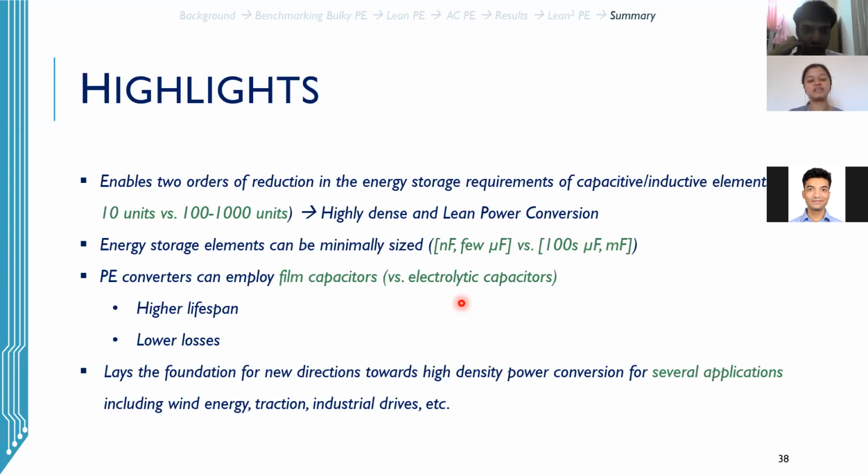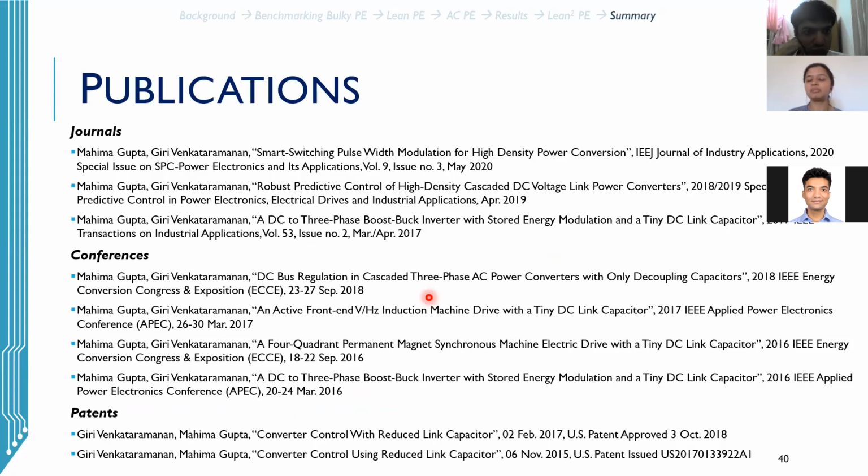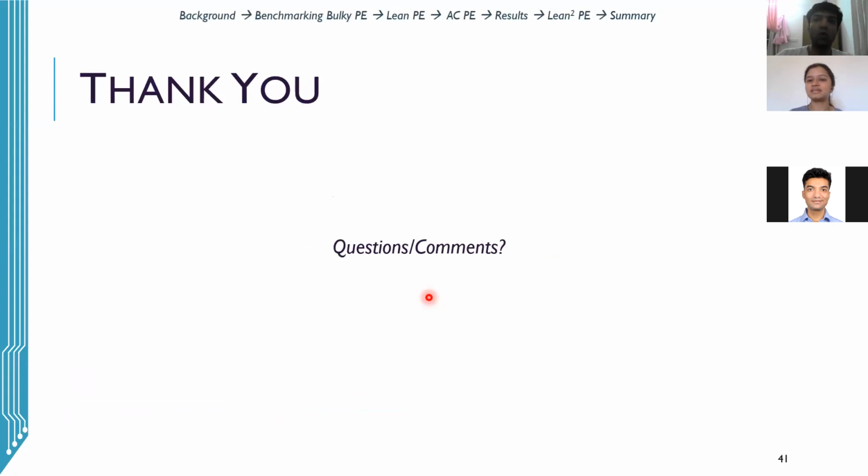So this work lays the foundation of new directions for high density power conversion, which is not limited to the photovoltaic application that we discussed, but it can be extended to several other applications. One such work that we are doing is extending this to an electric vehicle application, which is part of the UW Madison work which is going on. Here's a list of the references that I used and some of the publications that we did related to this work. And that's my presentation.